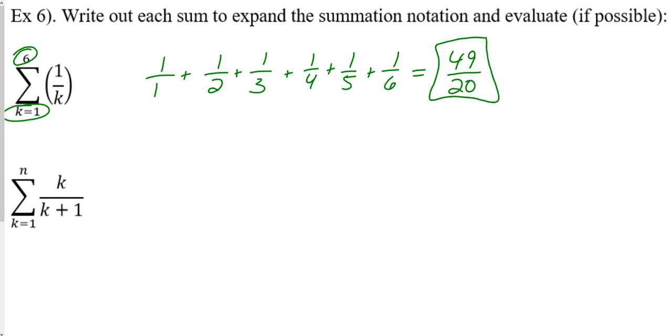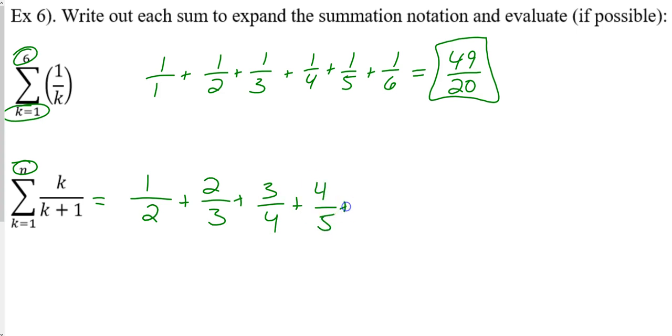For the second one, we're going to go from 1 to n. So you see that we don't have a definite starting point. So let's plug in 1 first. We'd have 1 over 1 plus 1, which is 1/2. If I plug in 2, I would have 2/3. If I plug in 3, I would have 3/4. If I plug in 4, I'd have 4/5. So we see the pattern for sure. When I plug in n, I'd have n over n plus 1.